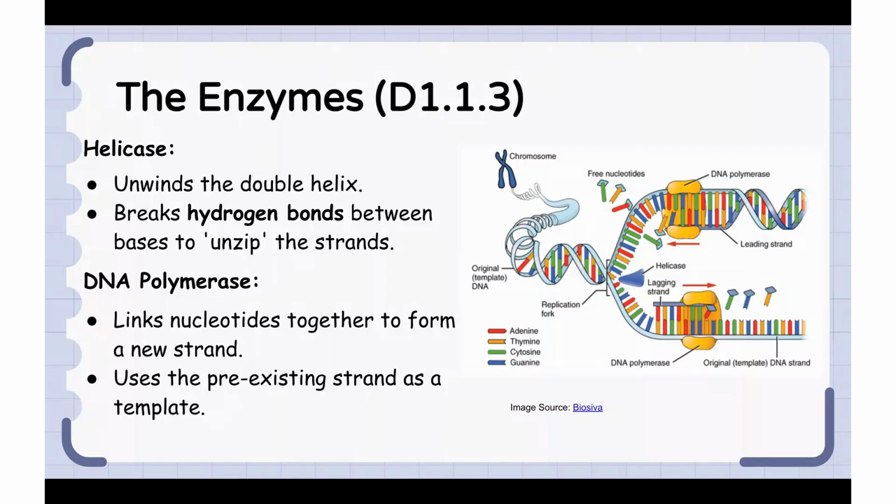Meet the power couple of molecular biology, helicase and DNA polymerase. Helicase is like a molecular zipper. It unwinds the helix and breaks those weak hydrogen bonds between the bases. Once the strands are separated, DNA polymerase steps in. Its job is to move along the template and link new nucleotides together to build the brand new daughter strand.